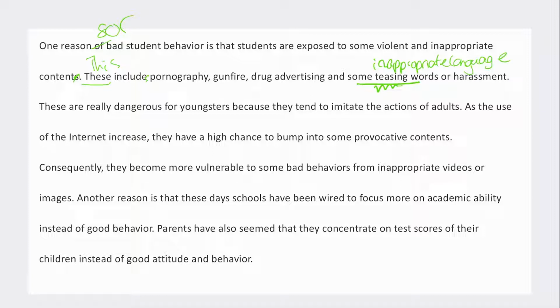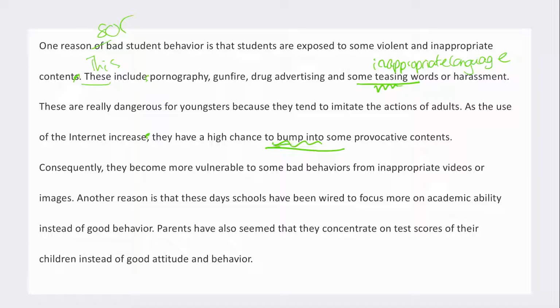These are really dangerous for youngsters because they tend to imitate the actions of adults. As the use of the internet increases, they have a high chance to bump into some provocative content. So again, bump into is quite informal. You bump into a friend. Oh, I just went to Starbucks and I bumped into my coworker or something like that. So we wouldn't say that especially about the internet. You tend not to bump into something on the internet.